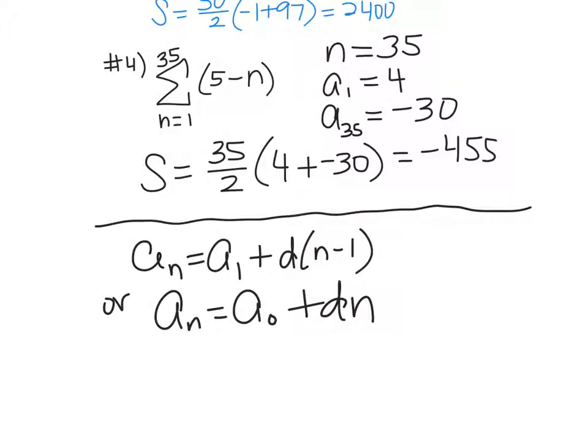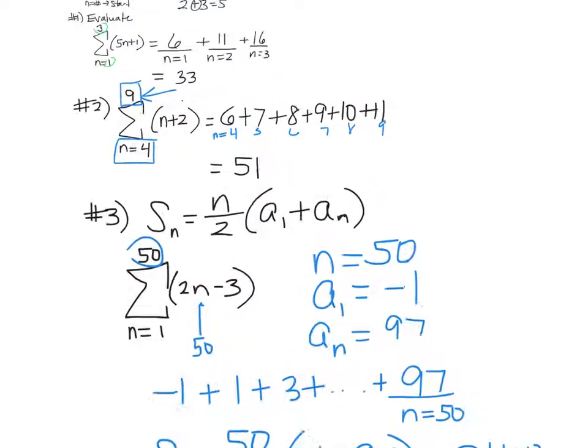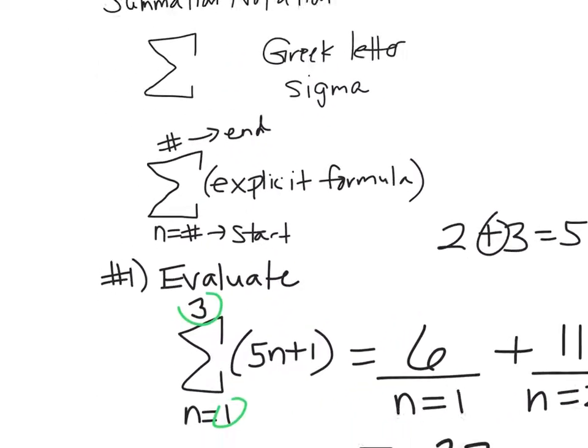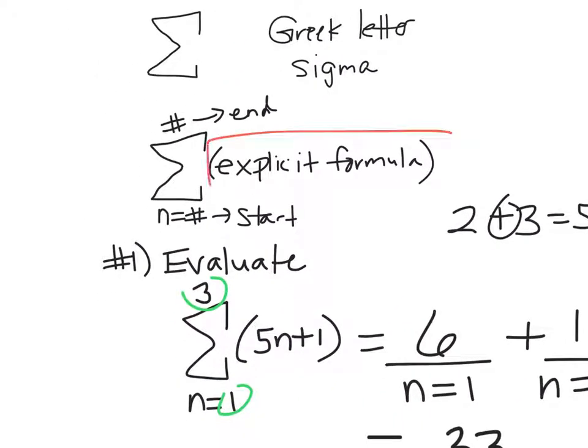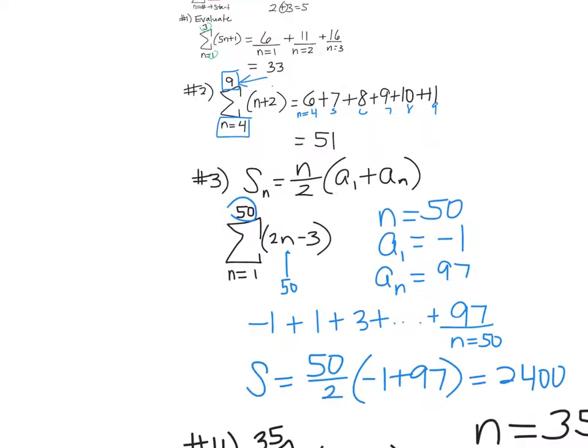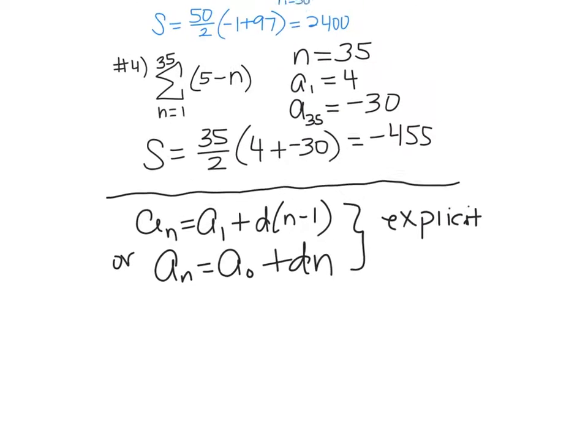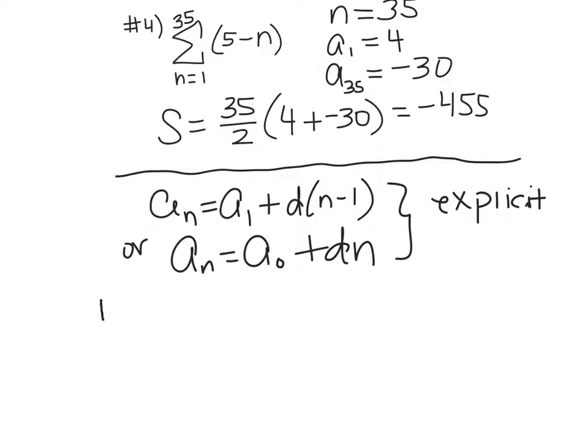Okay, why am I telling you this? Why do we care? These are the explicit formulas for arithmetic. And if I'm going to put this into a sigma, I need an explicit formula in that sigma. Let's go back to where I wrote sigma. You see where it says right here? Explicit formula. Okay? All right, so here we go. Number 5.